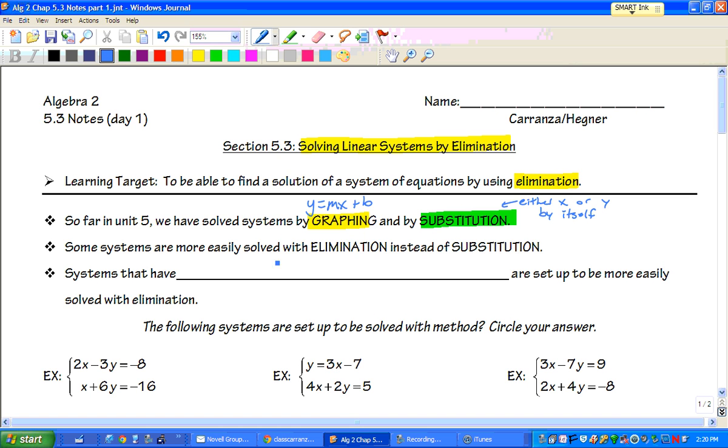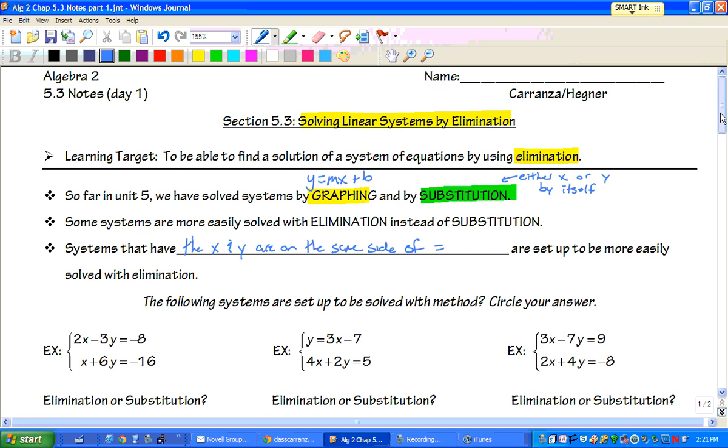Now, elimination is for systems that have the x and the y on the same side of the equal sign. Okay, so it's when the x and y are on the same side of the equal sign. And those are set up to be more easily solved with elimination. So let's take a look at the examples below.